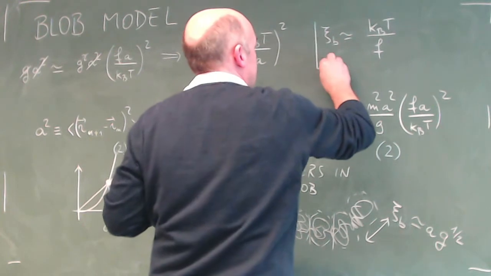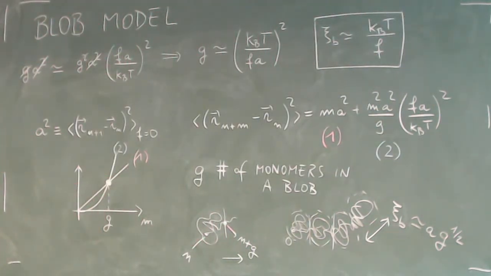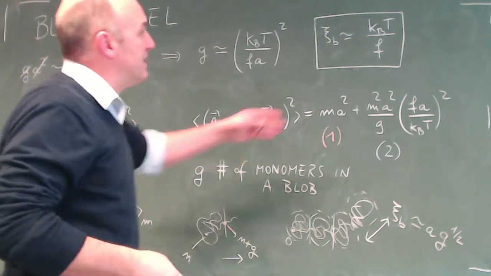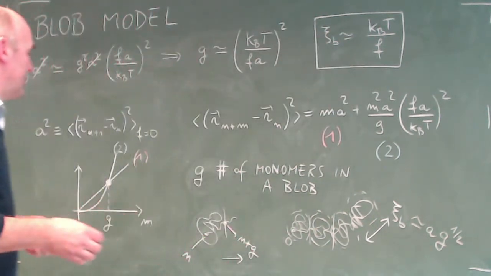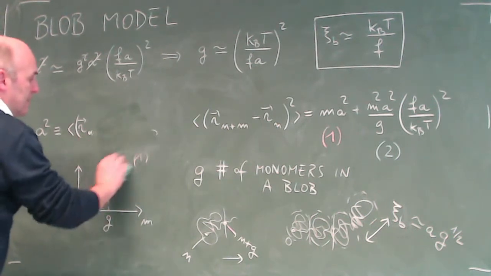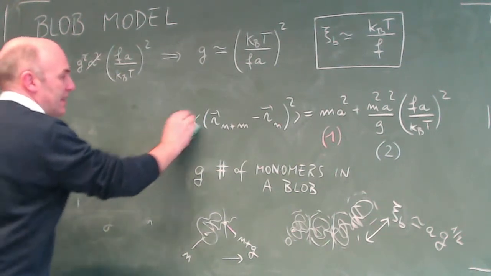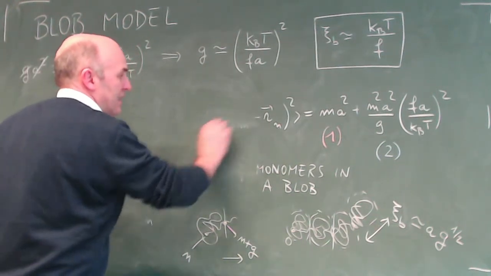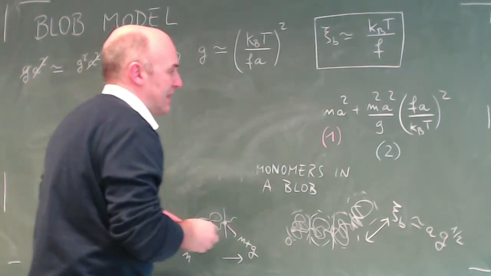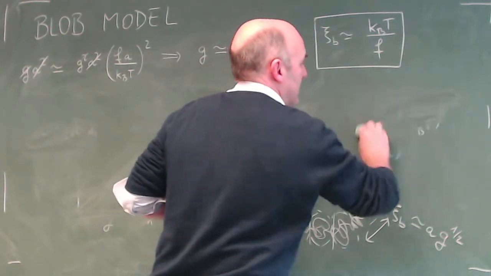So you see that this is a fundamental relation. ψ_b is the size of the blob. It's inversely proportional to the force, and proportional to kBT. kBT divided by f is a characteristic length, and we identify this with the size of the blob. Within that length, I can use ideal polymer scaling laws, but beyond that length, I have to take into account that there is a force.